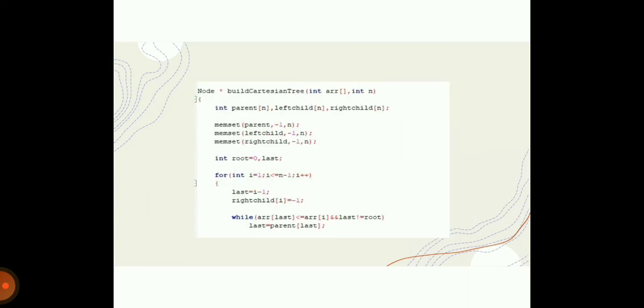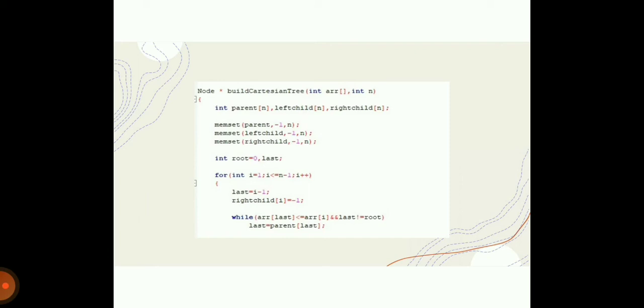Now the next function is node star build Cartesian tree. In this function we are building the Cartesian tree. It will have three main parts: parent n, left child n, and right child n. We will first assign all the values of these arrays to -1. So initially all values of these three arrays will be -1, and we will start with the base initialization. Root is equal to 0.